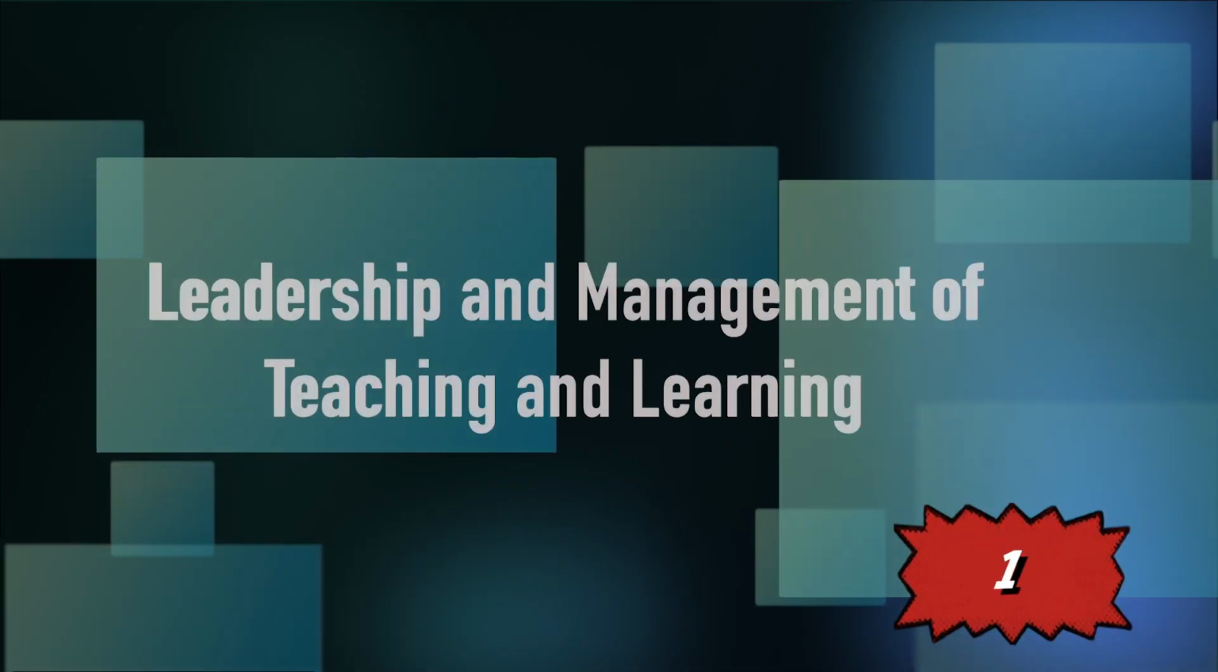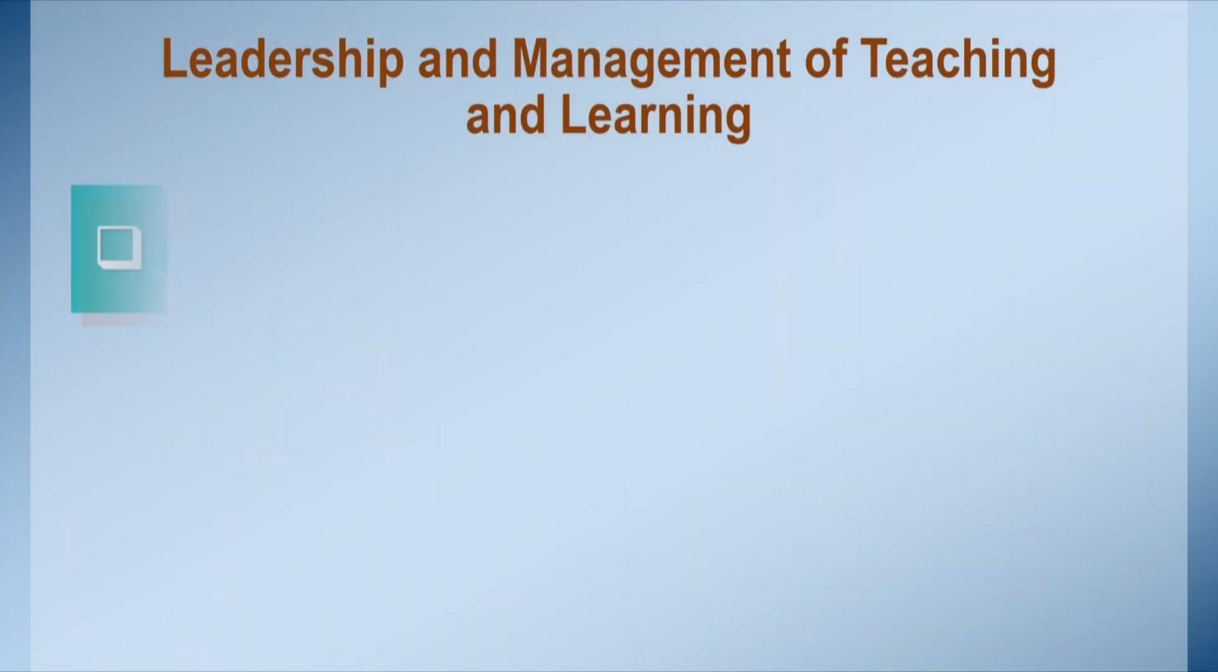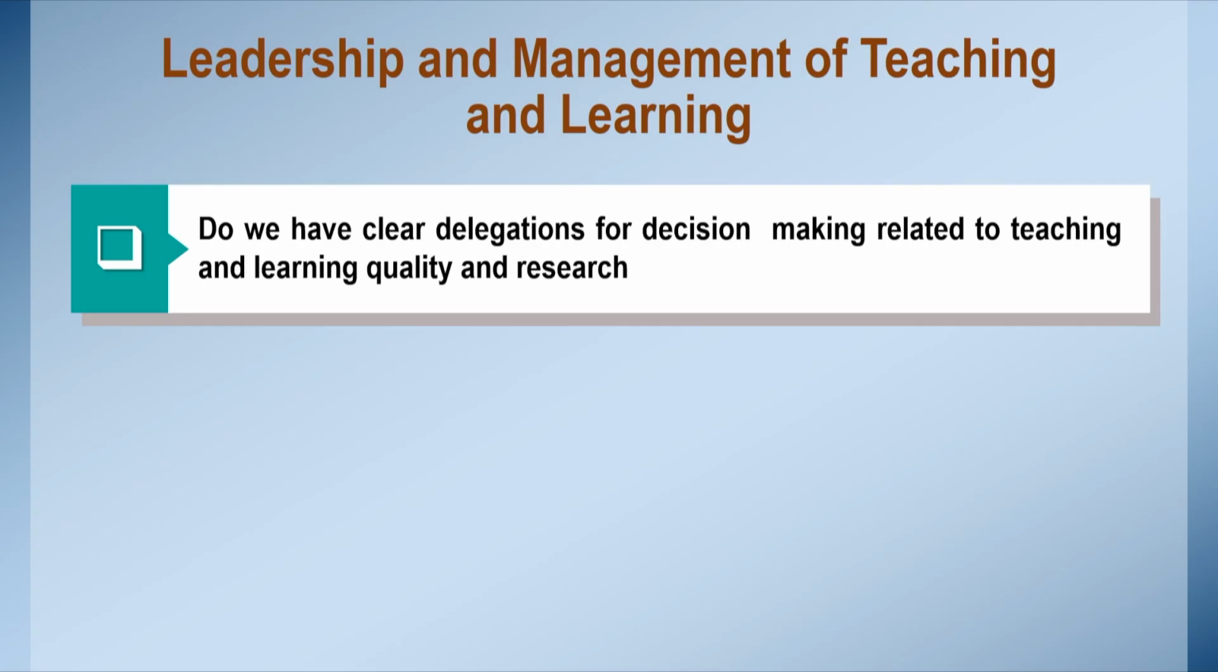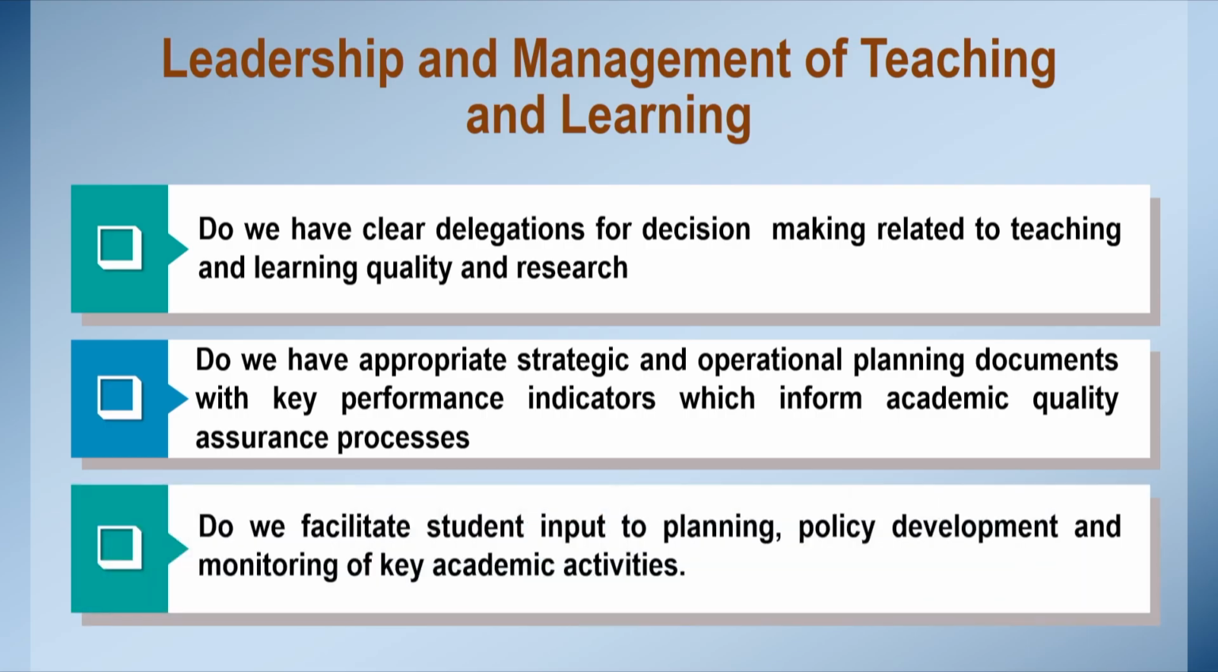And the main guideline statements under this category of focal area are: do we have clear delegations for decision making related to teaching and learning quality and research? Do we have appropriate strategic and operational planning documents with key performance indicators which inform academic quality assurance processes? Do we facilitate student input to planning, policy development, and monitoring of key academic activities?